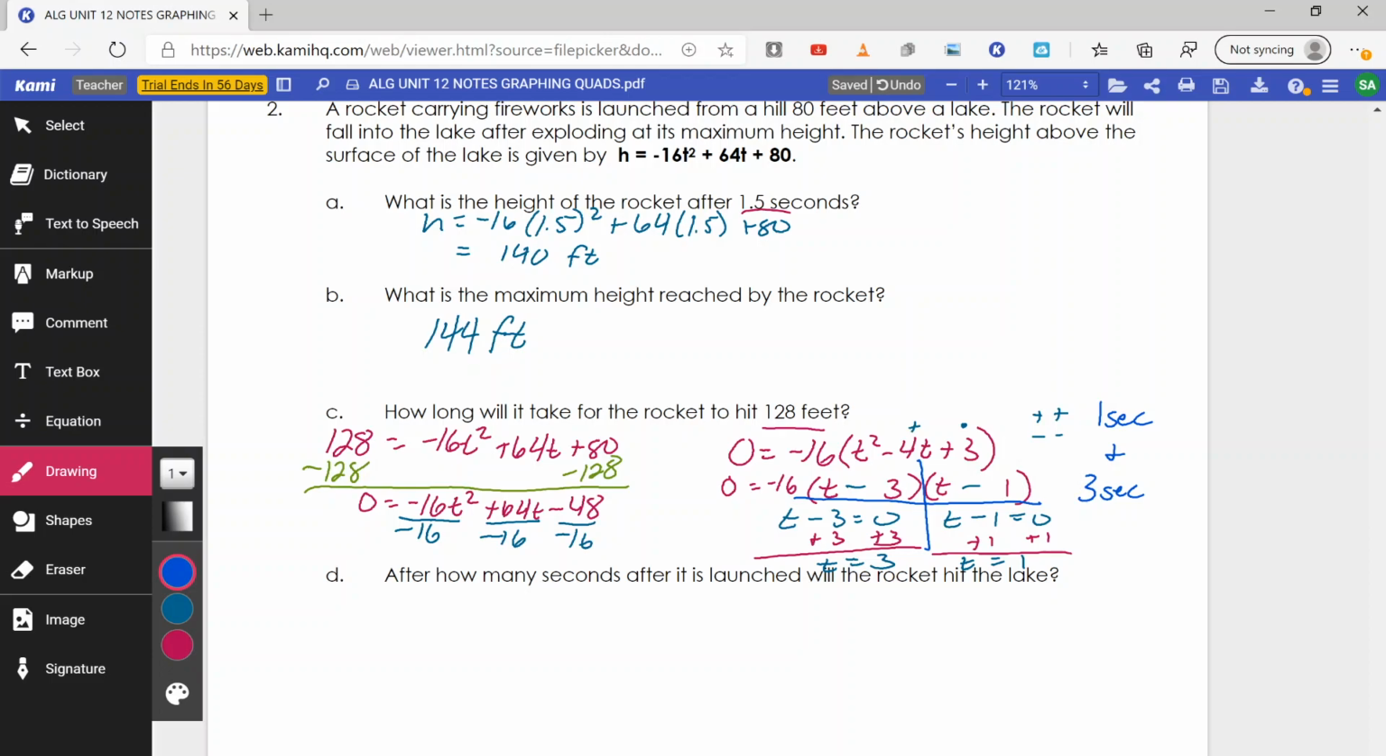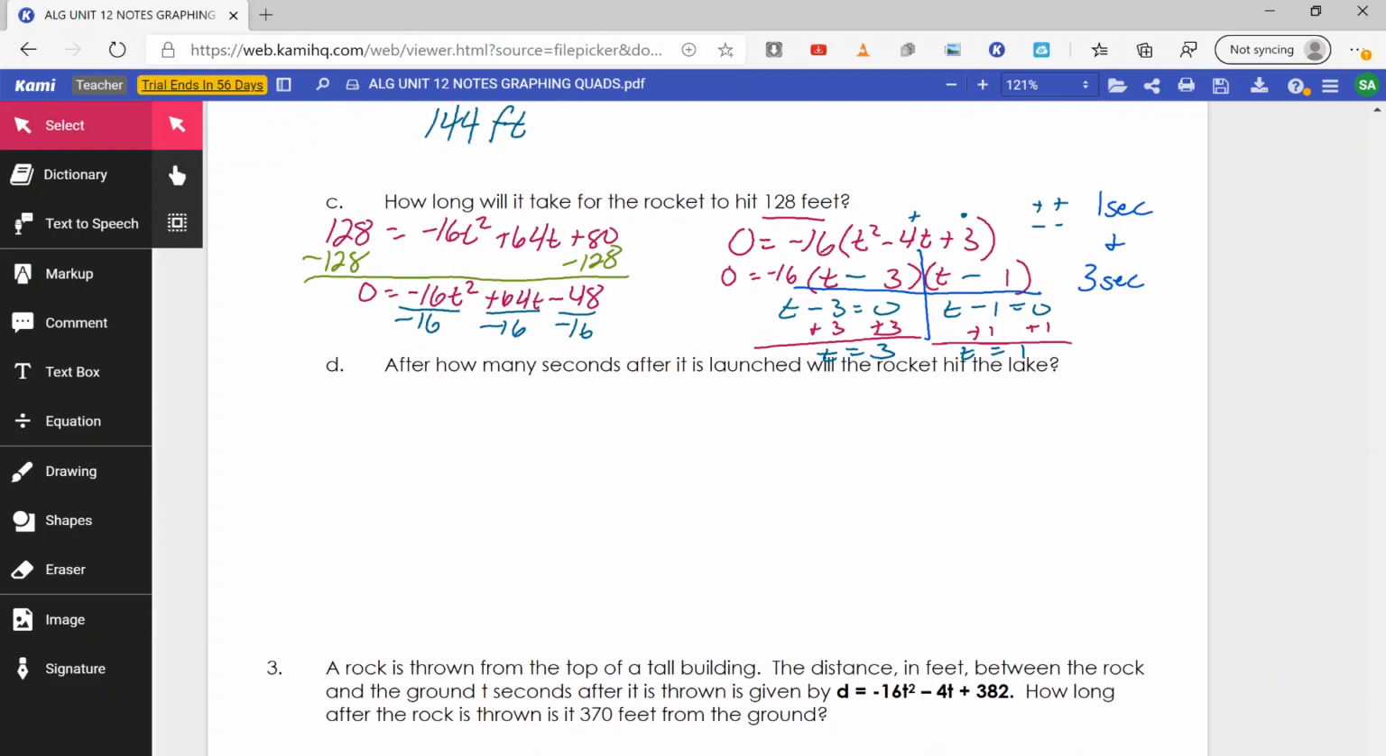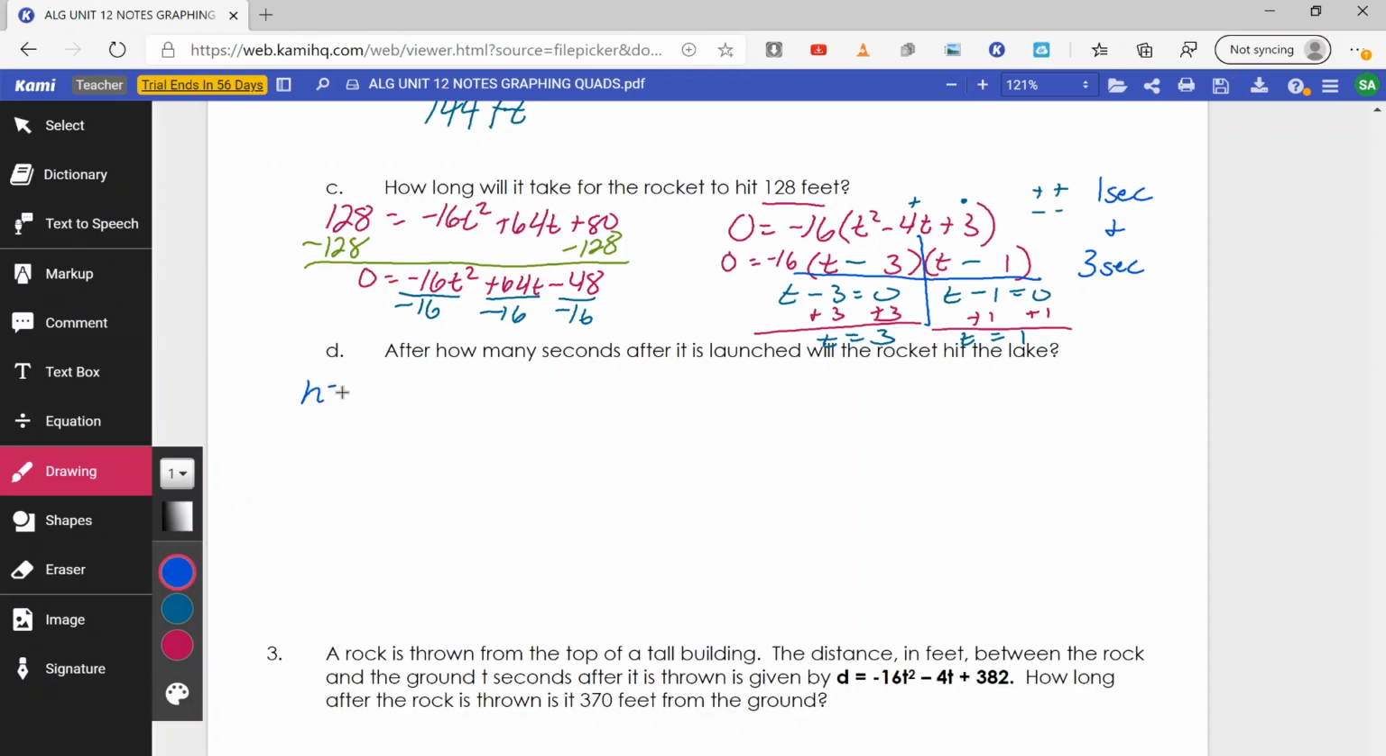So the other question, it says, how many seconds after it's launched will it hit the lake? Well, again, we're basically going to do the same thing. After how many seconds are we going to hit the lake? Well, our original equation is negative 16t squared plus 64t plus 80. The lake is at 0.